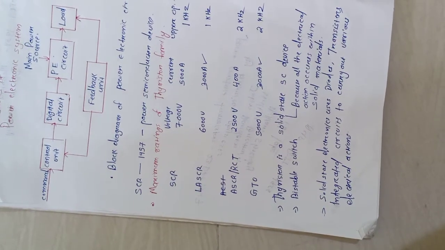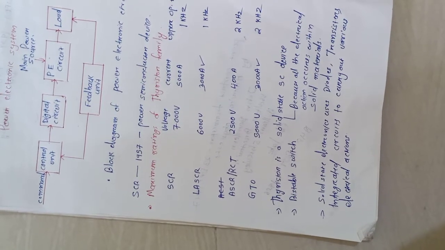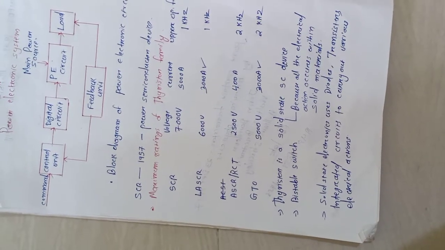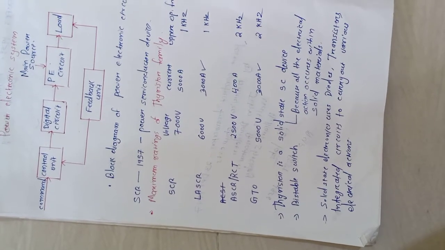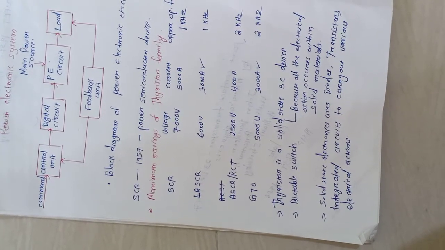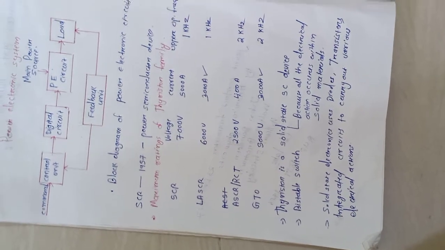So ये तो सिलिकॉन मटेरियल है, जर्मेनियम है, ये कौन सा स्टेट में होते हैं? ये सॉलिड स्टेट में होते हैं. So all the electrical actions occur within the solid materials. So that's why these devices are called solid state semiconducting devices.